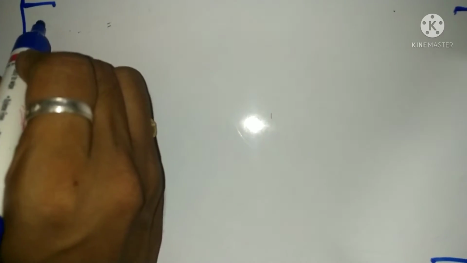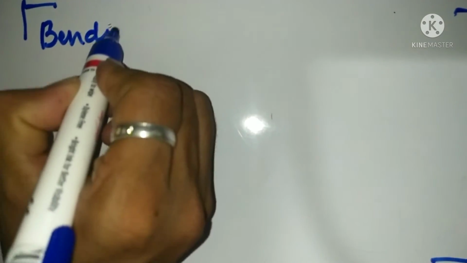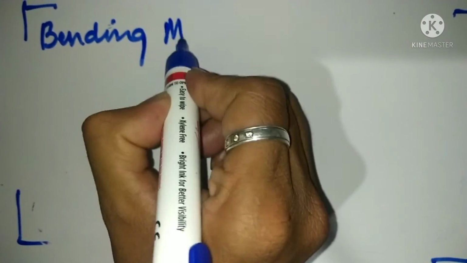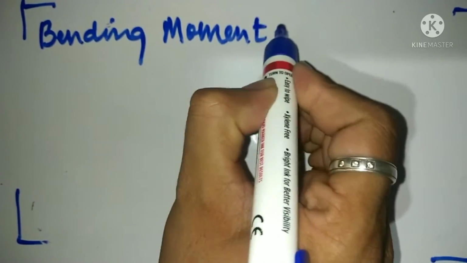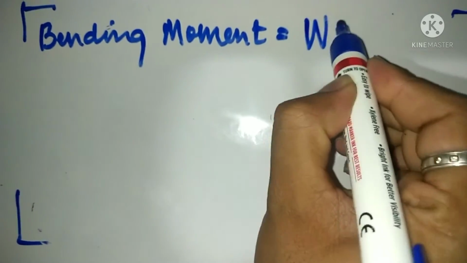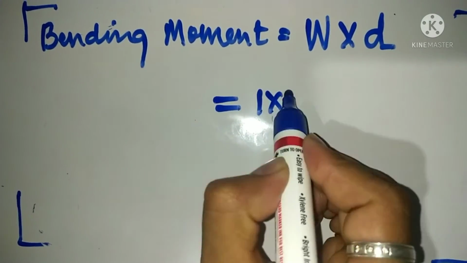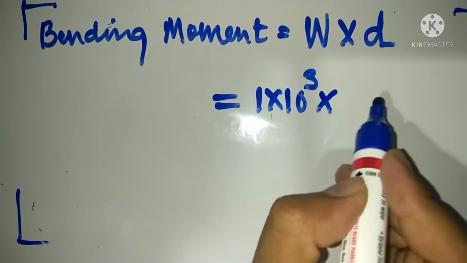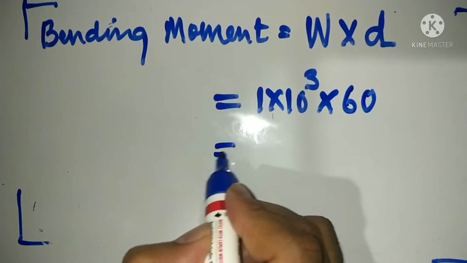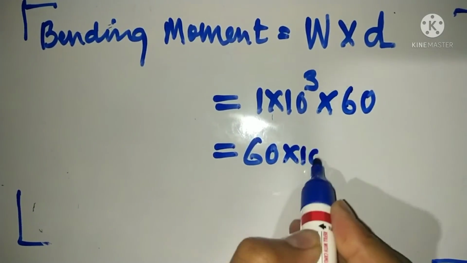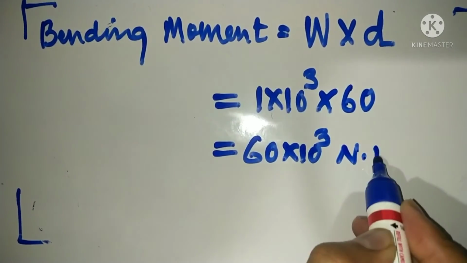So let's start with finding out bending moment. Bending moment is generally load into distance. So the load acting is 1 into 10 raised to 3 Newton and the length or distance is 60 mm. So the answer is 60 into 10 raised to 3 Newton mm.